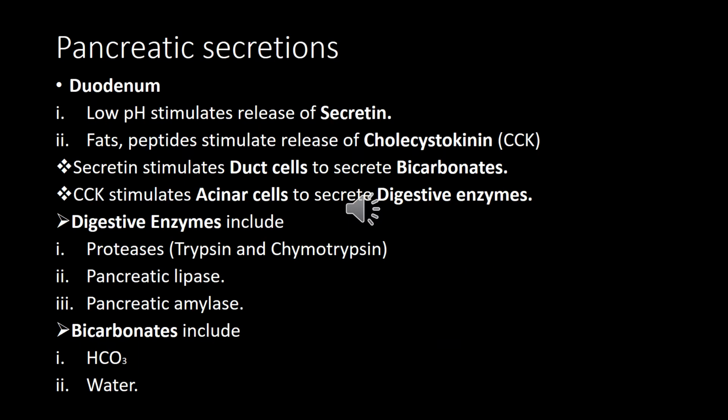Here we will study the pancreatic secretions: how they are released, how they take part in digestive activity after their release, where they go, and how they work over there. In the duodenum, the low pH stimulates the release of secretin, and fatty acids and peptides stimulate the release of cholecystokinin. Secretin stimulates the duct cells to secrete bicarbonate, and cholecystokinin stimulates the acinar cells to secrete digestive enzymes.